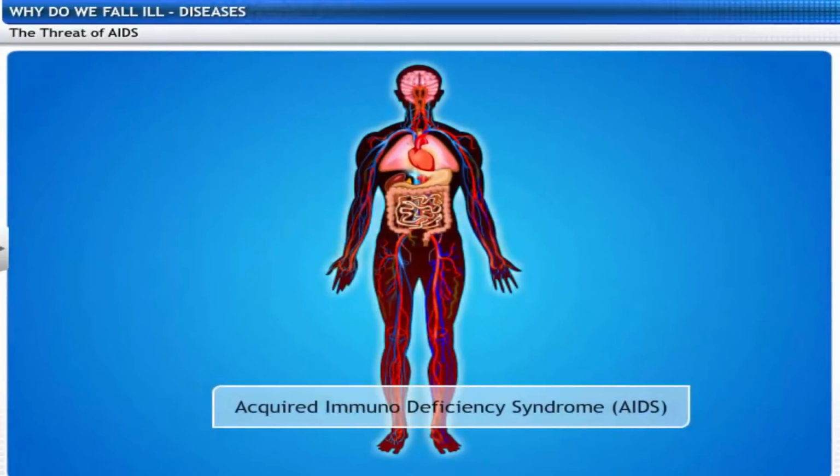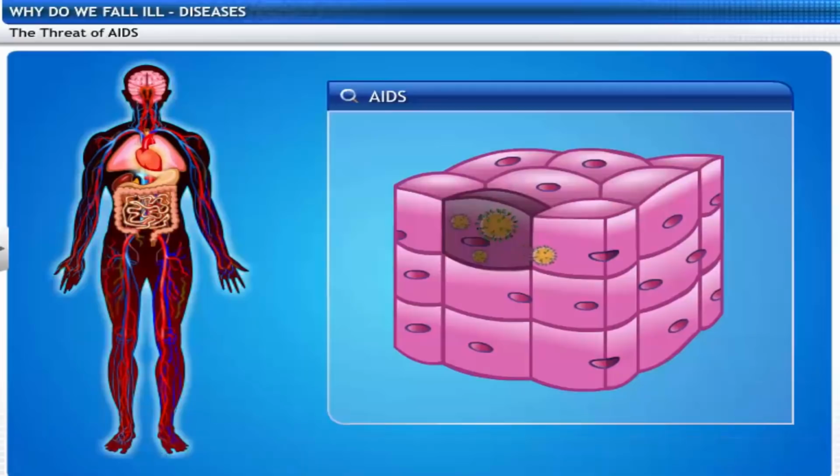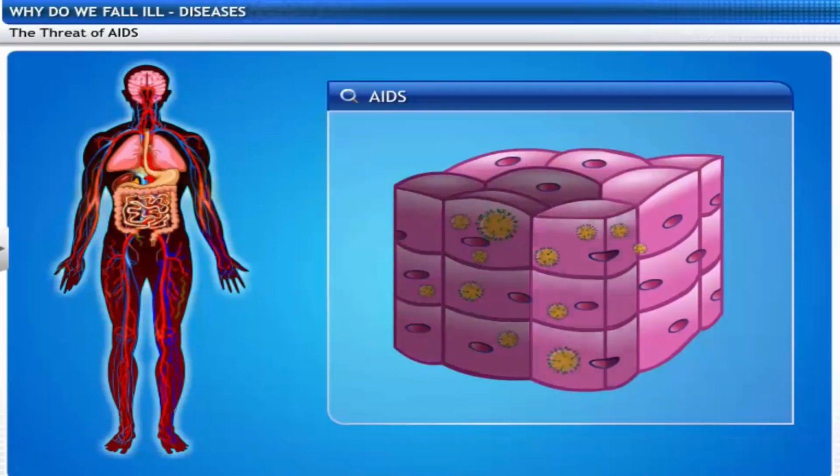Acquired Immunodeficiency Syndrome, or AIDS, is so called because the AIDS virus breaks down the body's immune cells and organs that comprise the immune system. As a result, the patient becomes susceptible to infections.